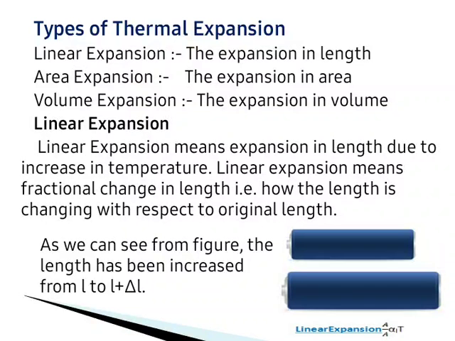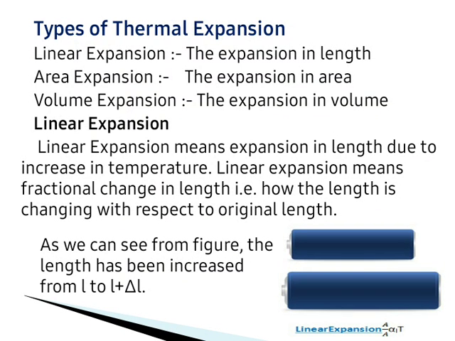Let us see what are the different types of thermal expansion. There are three types of thermal expansion. They are linear expansion, area expansion and volume expansion. First, I am going to discuss linear expansion. Linear expansion means expansion in length due to increase in temperature. It means fractional change in length, that is, how the length is changing with respect to original length.